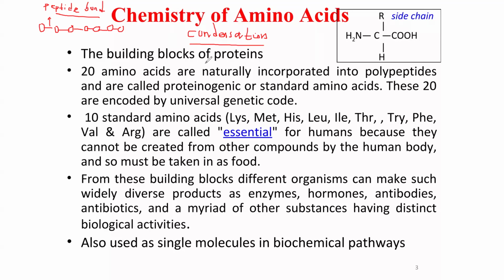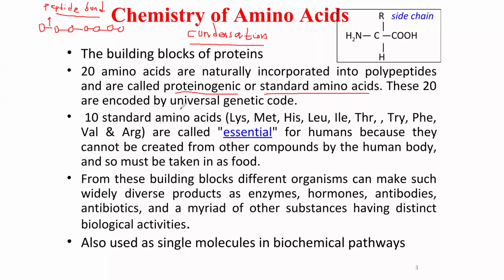So most of the reactions taking place when you are forming proteins are condensation reactions. And there are 20 amino acids that are naturally incorporated into polypeptides, and they are also called proteinogenic amino acids. Proteinogenic amino acids are amino acids used in the synthesis of protein, or in other words, you can call them standard amino acids.